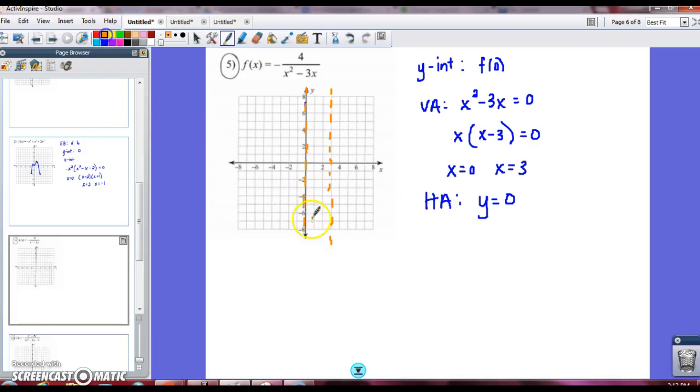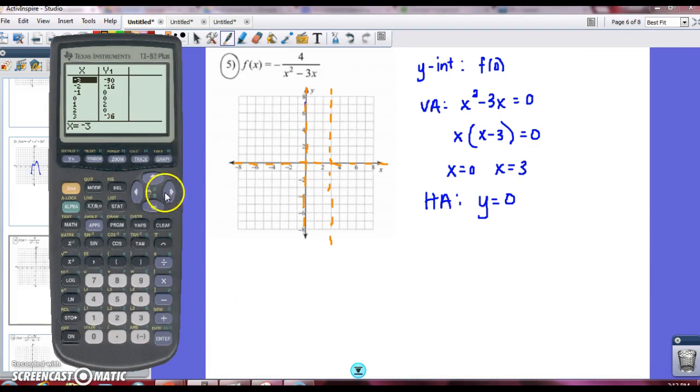So I know then that I have an asymptote here as well. And then from here, you're just going to plot points beyond and between your asymptotes to get an idea of the shape of the graph and what it looks like. So here's where I would go ahead and put it into my calculator. Make sure you use parentheses.